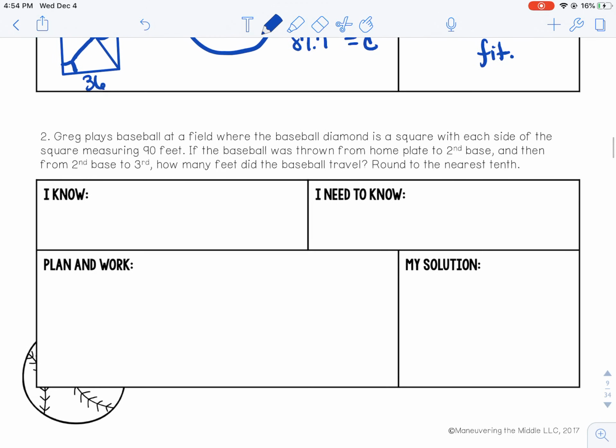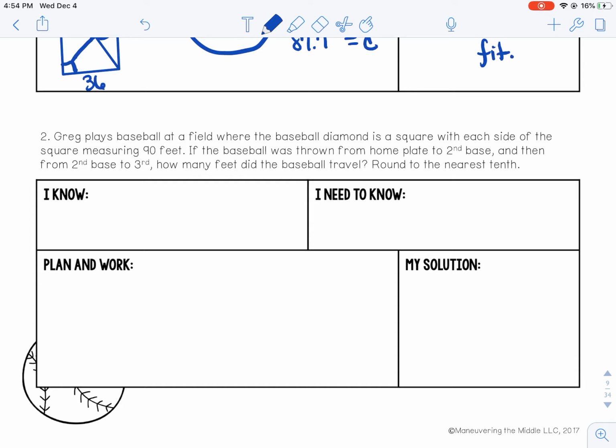So let's take a look at Greg. Greg plays baseball at a field where the baseball diamond is a square, which each side of the square is measuring 90 feet. If the baseball was thrown from home plate to second base, then from second to third, how many feet did the ball travel? Okay, and we're going to round to the nearest 10th.